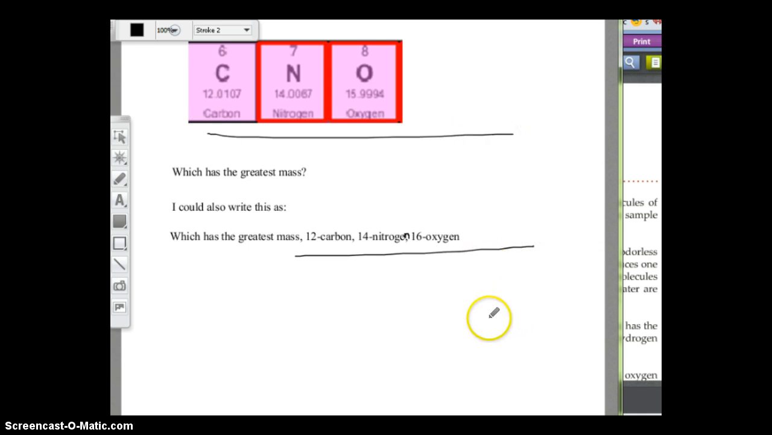And which one has the greatest mass? And it is oxygen. So oxygen has the biggest mass number, meaning the most protons and the most neutrons. And we will finish the rest of this lesson in the next part of the recording.